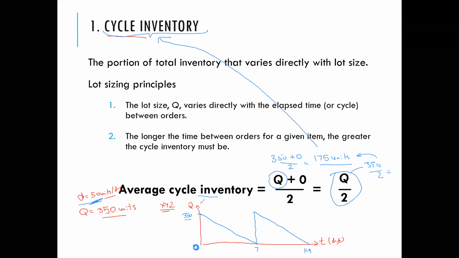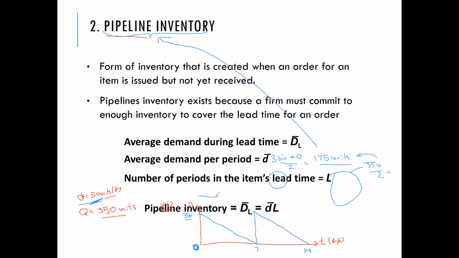Now, the next form of inventory that we'll go through is pipeline inventory. For pipeline inventory, I'm going to stick with the same example. I'm just going to erase a few of the things. So I'm going to erase this.